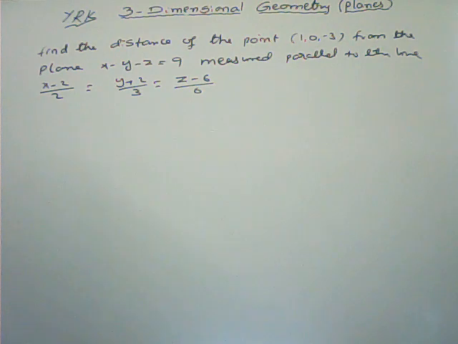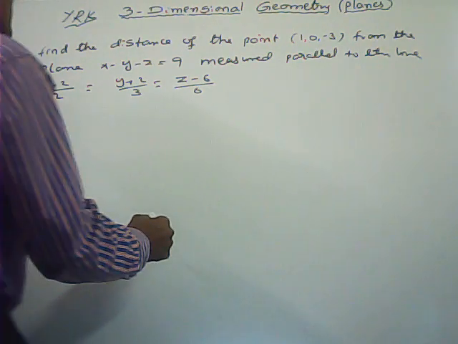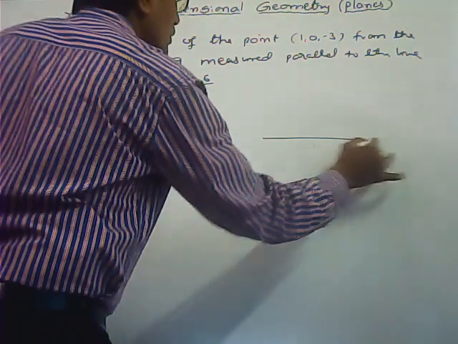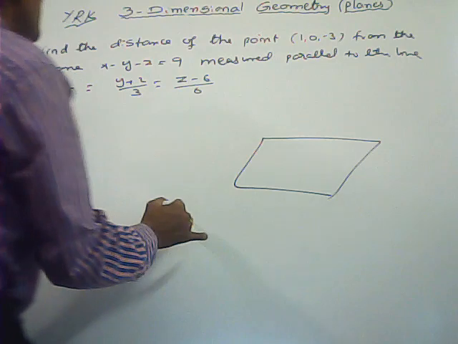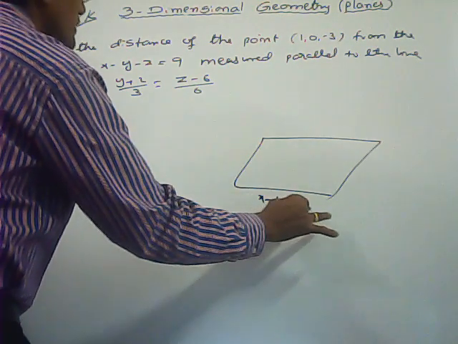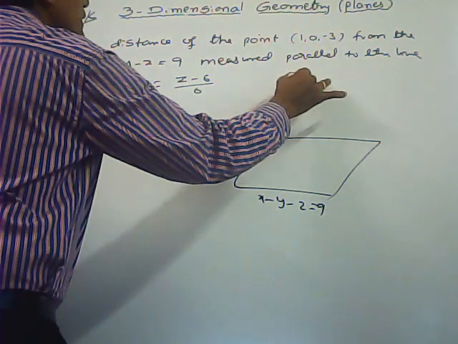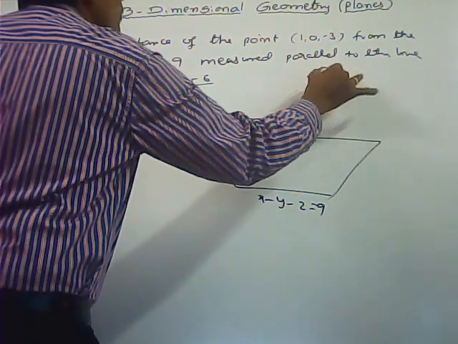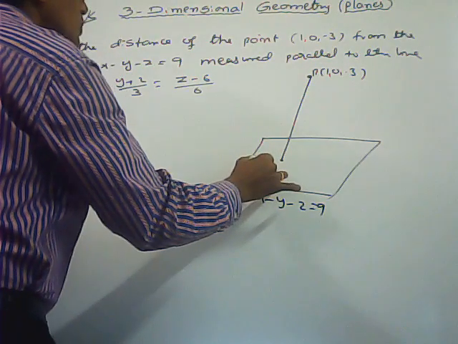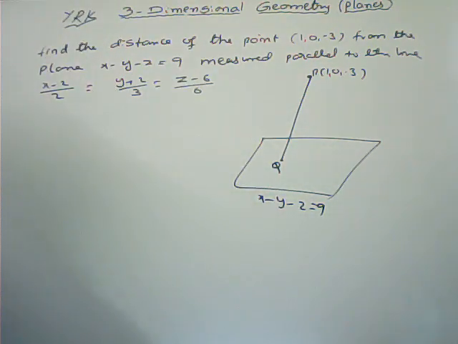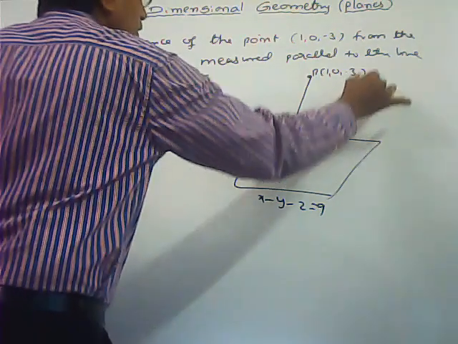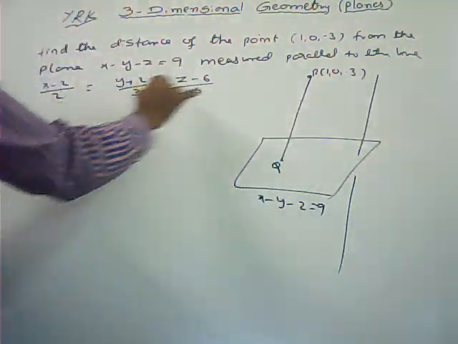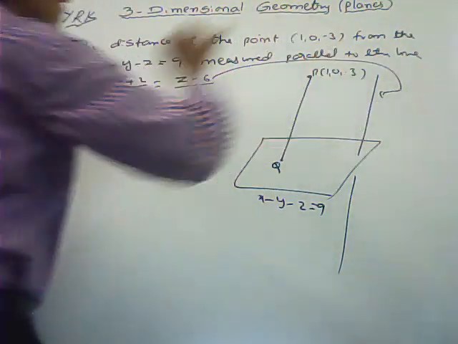Here what they have given: find the distance of the point (1, 0, -3) from the plane. Here one plane equation is given, x minus y minus z equal to 9. We want the distance from the point to this plane. Here I am taking P as (1, 0, -3), and this one I am taking Q, in what direction? In this line direction. Here one more line is given. This is the line equation.